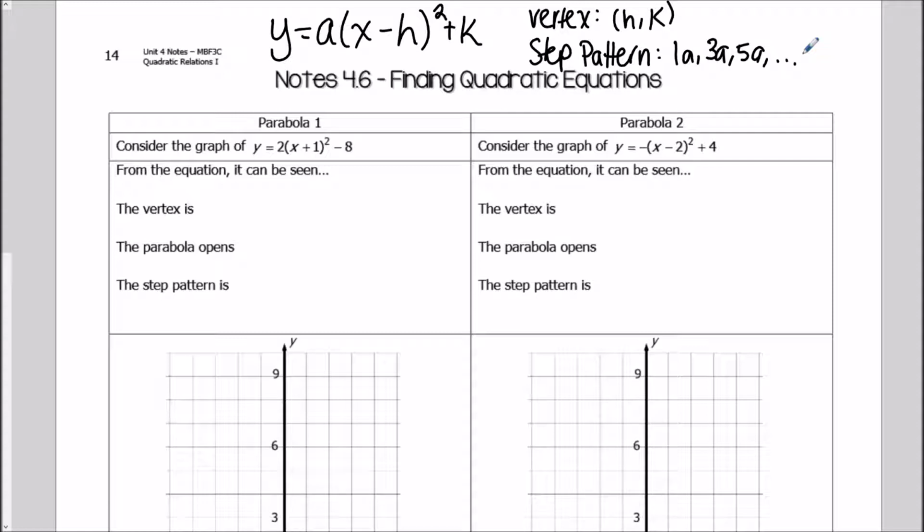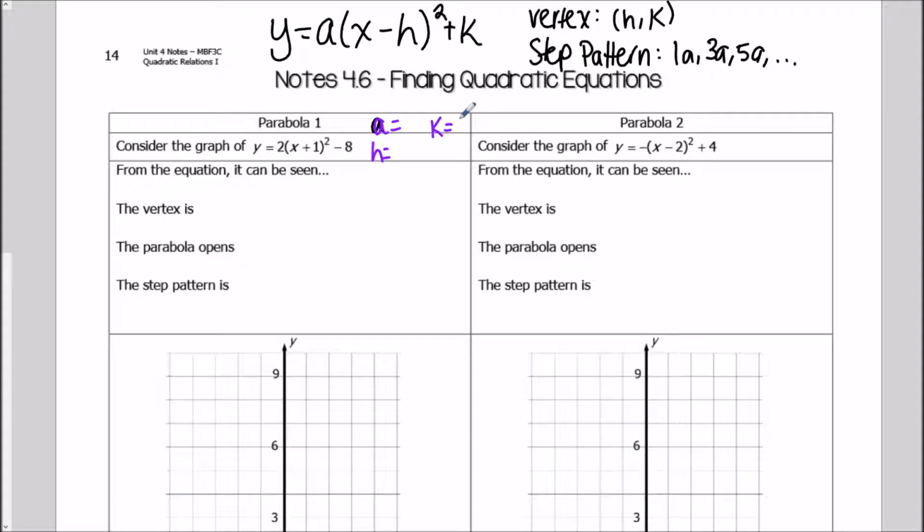Okay, so let's take a look at what we have here. It says, consider the graph of y equals 2 times x plus 1 squared minus 8. So the first thing I'm going to do is identify what a, h, and k are. So here I'm going to write a equals, h equals, and k equals.